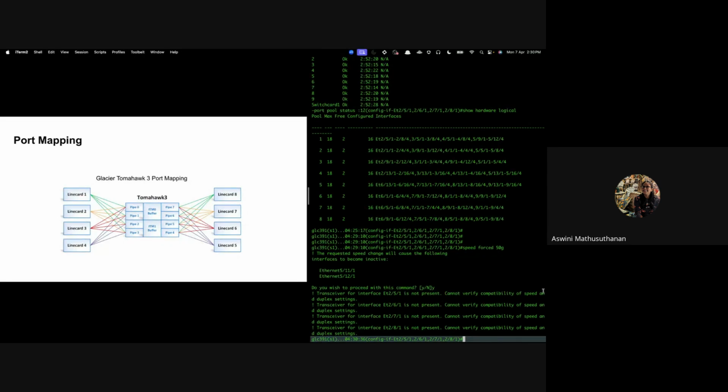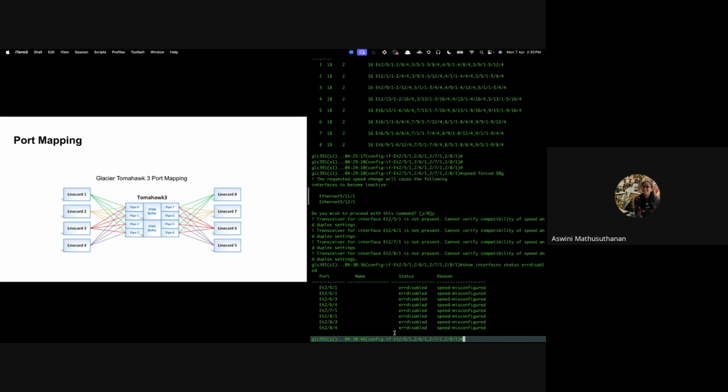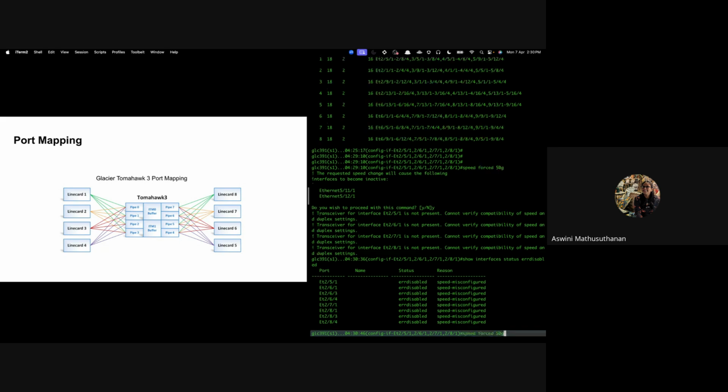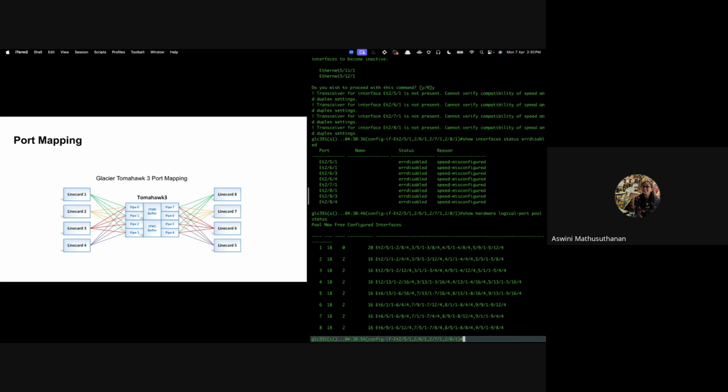Okay, so it just says that the compatibility is not there. It's going to show us error disabled for sure. Show interface status error disabled. So these all went error disabled. If we see the same command again, hardware logical port pool status, it says 20. We have configured 20, but the maximum is 18. So what error will this throw? So, logging.